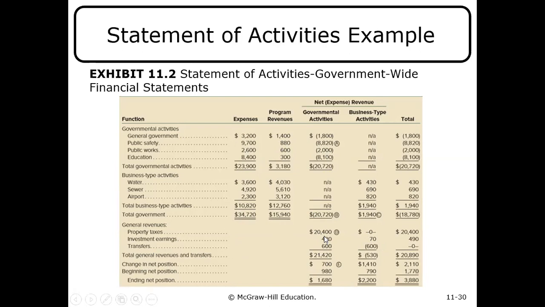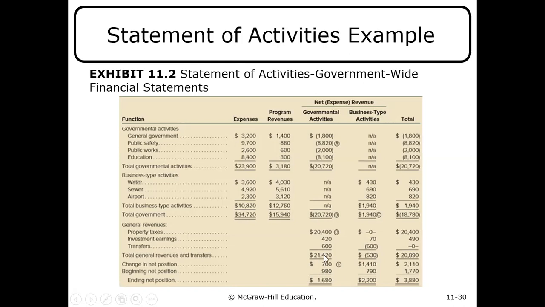Property taxes would be in our governmental activities, and those are general revenues coming in, investment earnings, and maybe transfers. It looks like the business type activities transferred $600 over to the governmental activities. This causes total government general revenues and transfers to be $21,420. Their expenses are $20,720. So the ultimate change in net position was $700 positive.